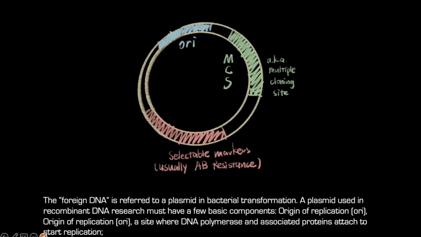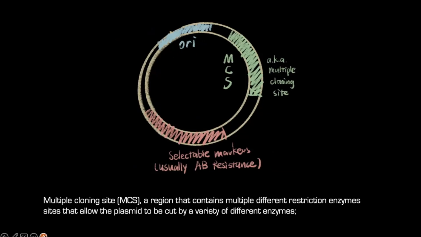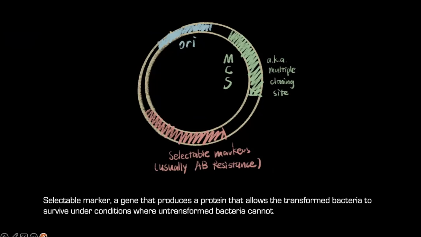A plasmid used in recombinant DNA research must have a few basic components. Origin of replication, a site where DNA polymerase and associated proteins attach to start replication. Multiple cloning sites, a region that contains multiple different restriction enzyme sites that allow the plasmid to be cut by a variety of different enzymes. Selectable marker, a gene that produces a protein that allows the transformed bacteria to survive under conditions where untransformed bacteria cannot.